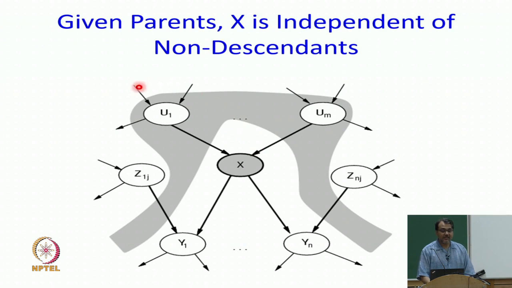So, what are the non-descendants? Parents of u1, parents of u2, their parents, and the zi's also. I am conditionally independent of the zi's also, but I am not conditionally independent of the yi's, which are my children. If I know about yi, I also get to know about zi, that is correct, but if I only additionally know about zi, but do not know about yi, that does not change my belief.